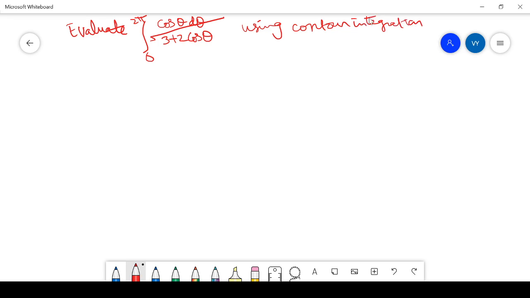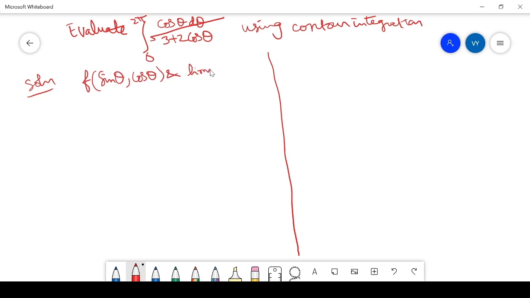Before proceeding with the solution, we will first understand certain things. If the function is given in terms of sin theta or cos theta and the limits are between 0 to 2 pi, we take z equal to e power i theta.